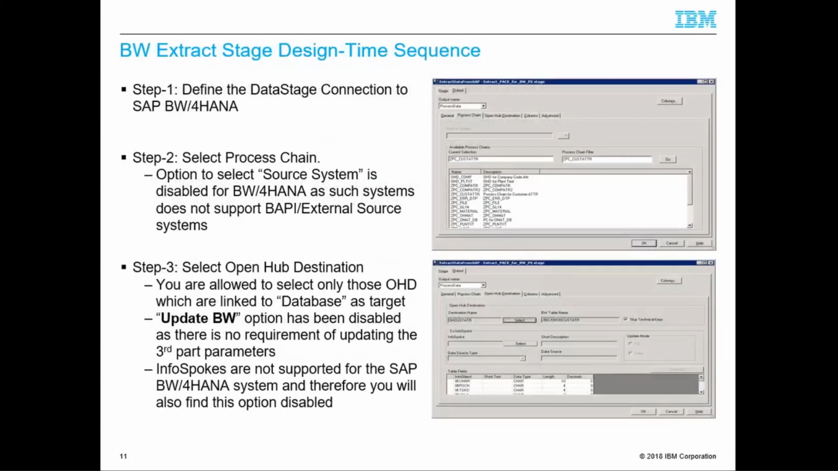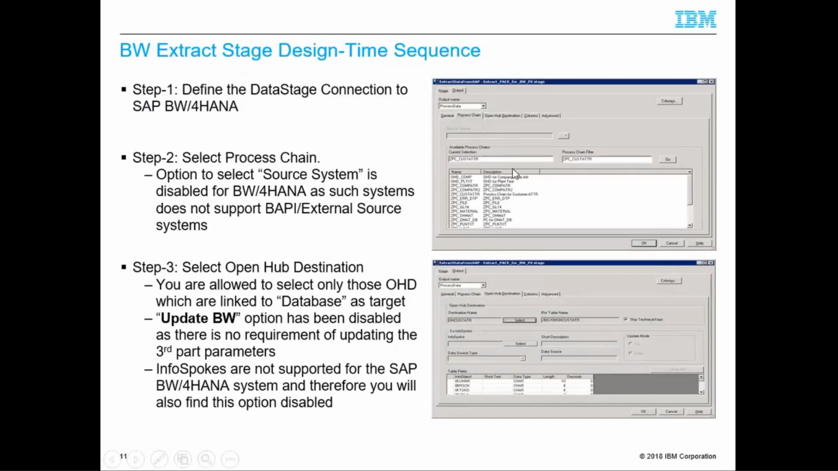First of all, nothing has changed as far as designing a DataStage connection to SAP BW for HANA goes. As from 4.4, you can create your DataStage connection to the SAP BW application in the DataStage administrator for SAP BW application. There only you need to create it. I'll show you where to create it in the live demo. Then the second step also remains the same. You need to select the process chain.